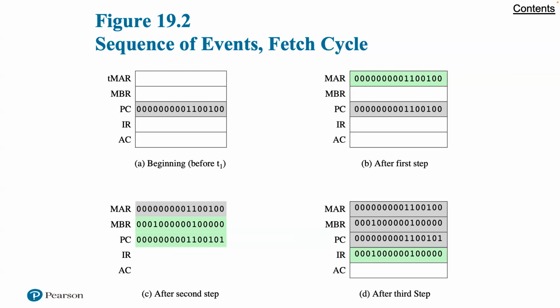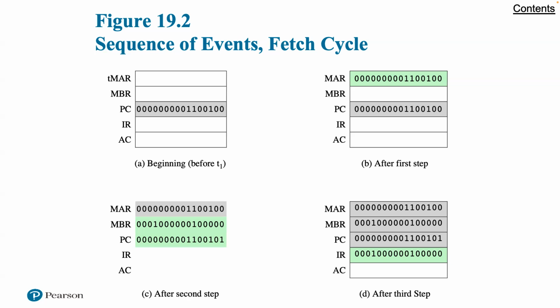An example appears in figure 19.2. At the beginning of the fetch cycle, the address of the next instruction to be executed is in the program counter. In this case, the address is 1100-100. The first step is to move that address to the memory address register, the MAR, because this is the only register connected to the address lines of the system bus.